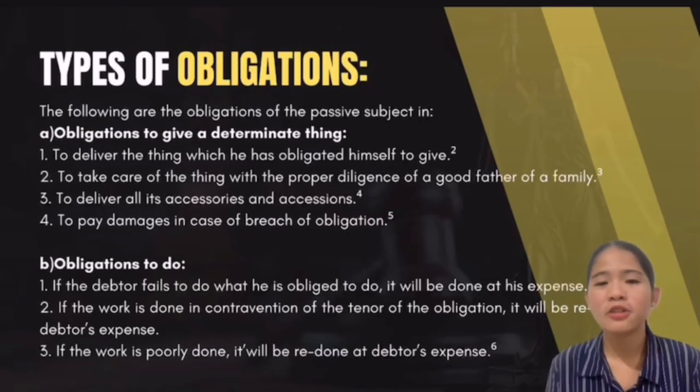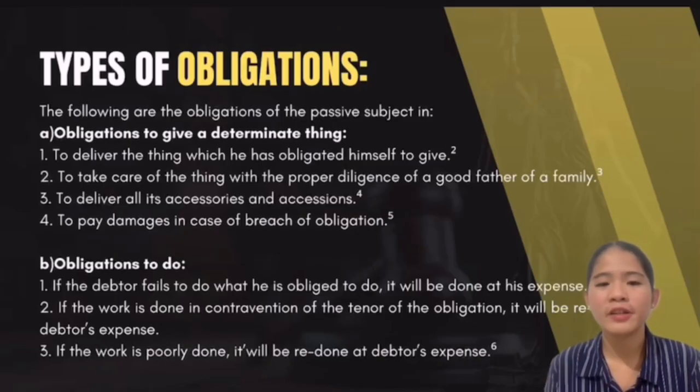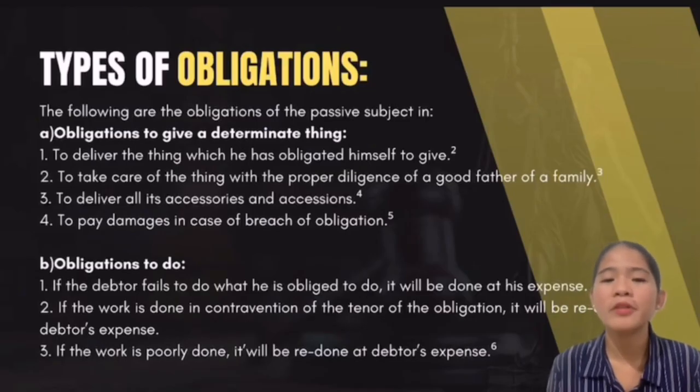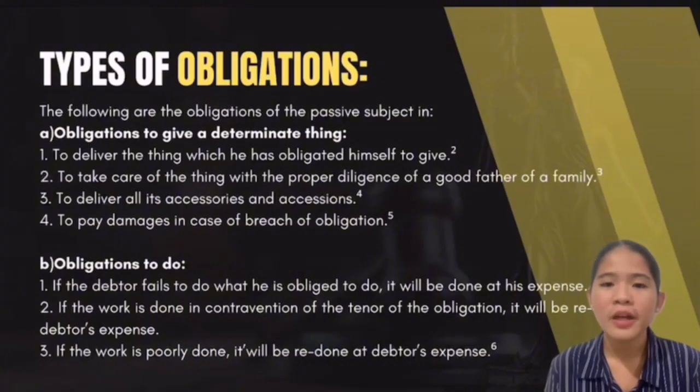Second is the obligation to do. This requires performing an act or service. For example, if the debtor fails to do what he is obliged to do, it will be done at his expense. Second, if the work is done in contravention of the tenor of the obligation, it will be redone at the debtor's expense. Third, if the work is poorly done, it will be redone at the debtor's expense. Example, a tour guide must conduct a sightseeing tour as promised.